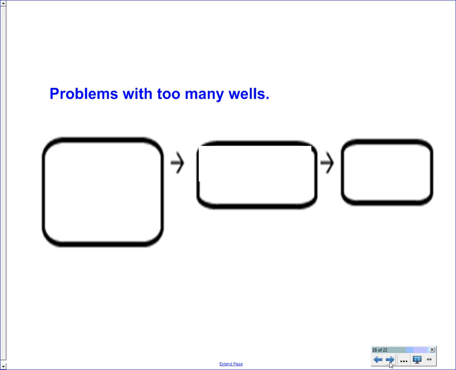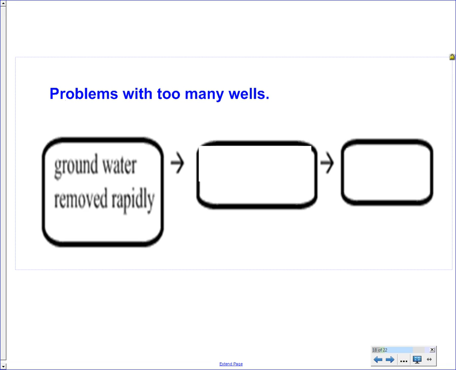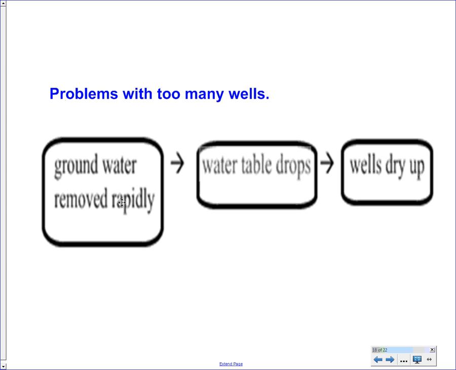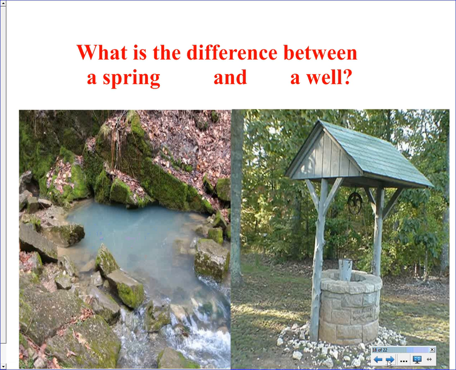You don't have to write this down, but what's the problem with having too many wells? If the groundwater is removed rapidly, then what happens? The water table lowers, and then what happens? No well water. We'll have dried up wells. So then we don't want to dig and form too many wells. And again, here's an example of a spring, an example of a well.